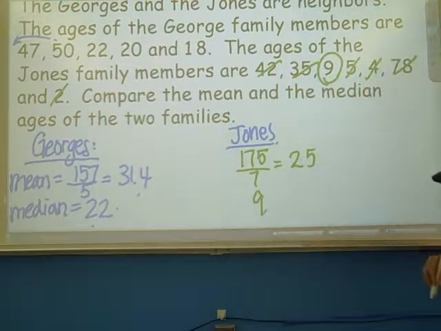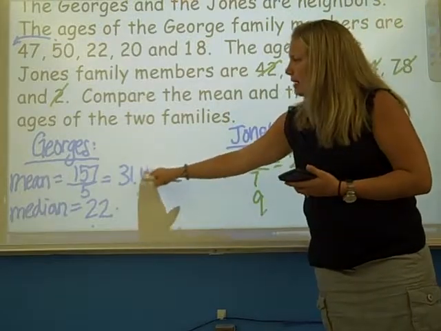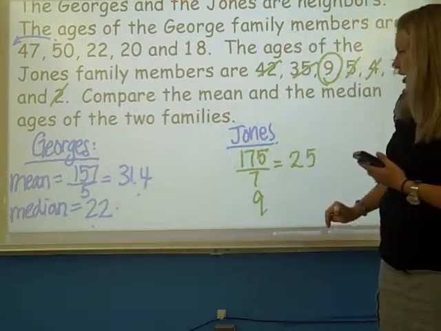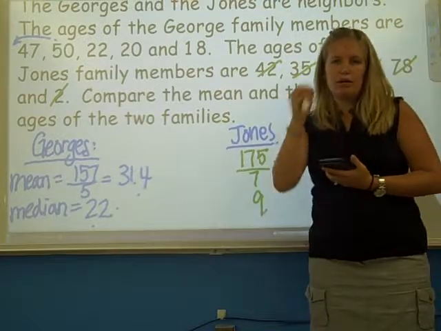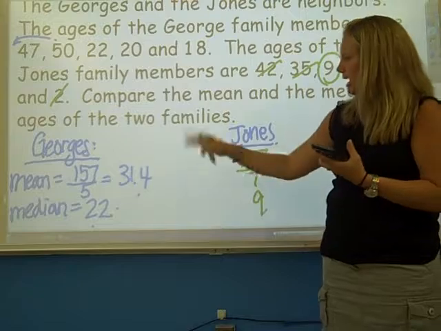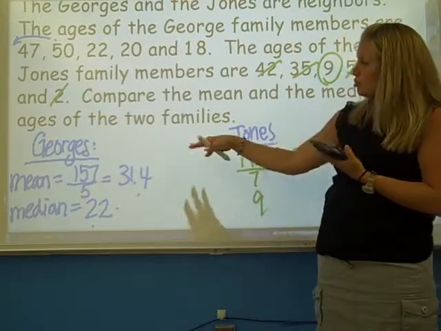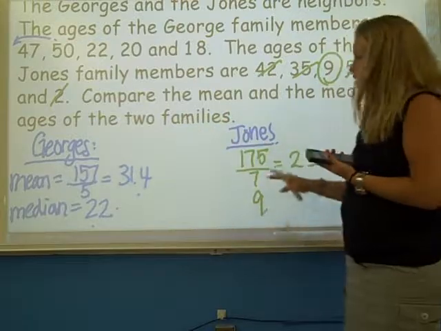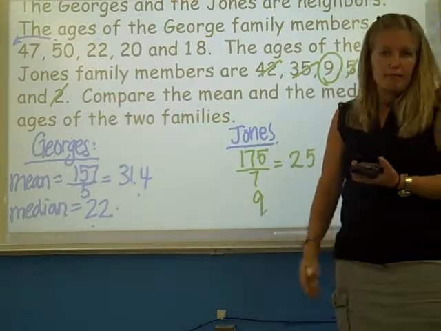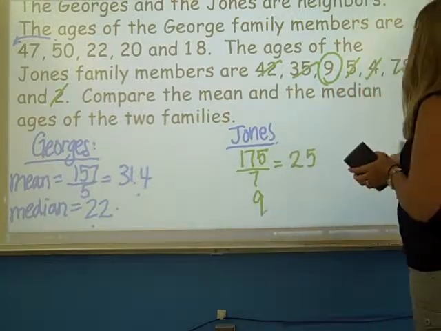And it says to compare them. Well, I would write a sentence, and you can write this down, that the Georges family has a mean and a median that are higher than the Joneses family. So that would be my first sentence. The mean and the median of the Georges is higher or larger than the Joneses. And that means that the George family is older in general than the Jones family. That's my information. That's what I've compared. So write down those two sentences into your notes.